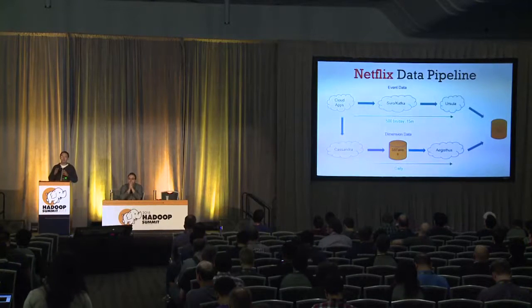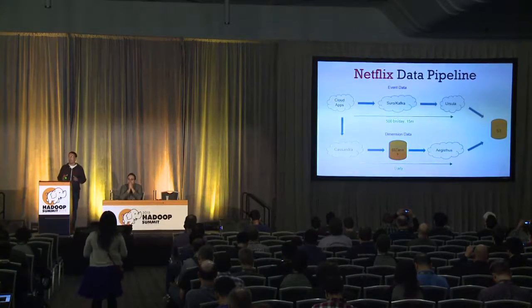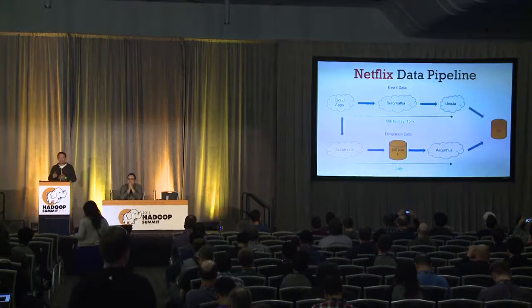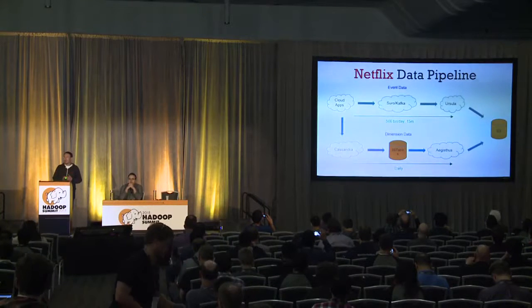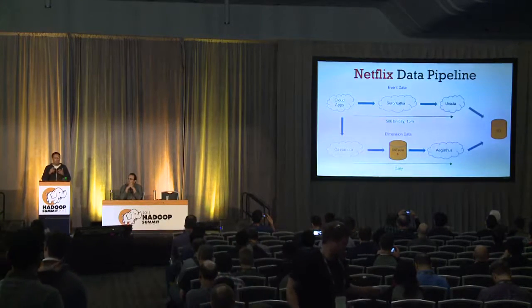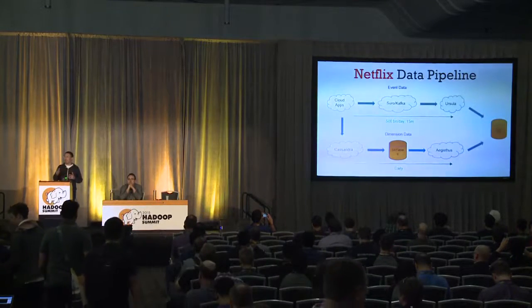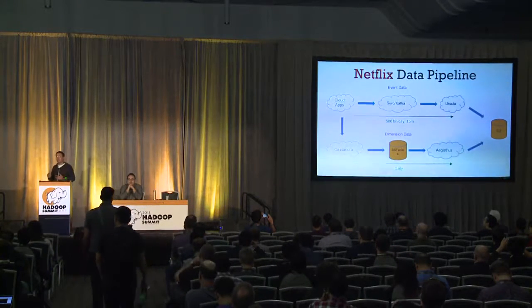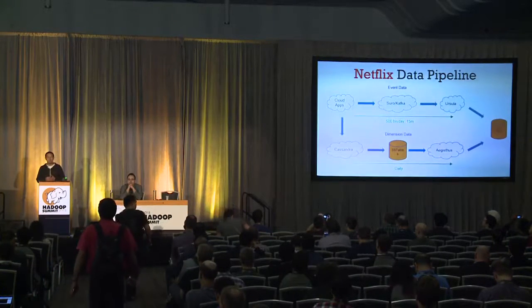So where does our data come from? At Netflix, we have two data pipelines. One is the event data pipeline. Another one is the dimension data pipeline. For event data, you can think of whenever you do a movie search on the Netflix website, or you click for movie details. That we call the event data.